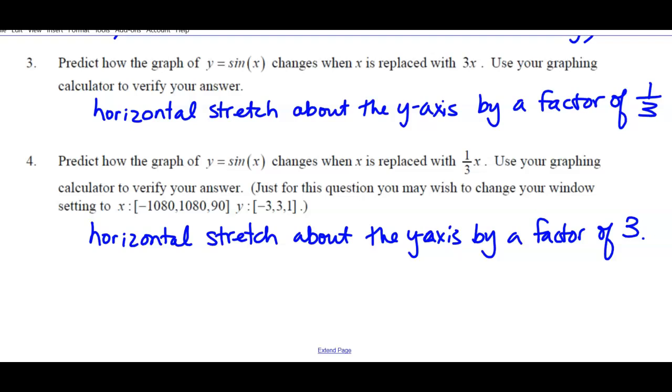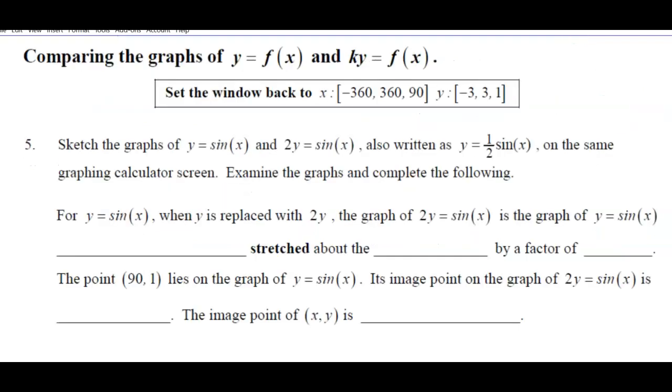So you can check on your own if you want. Okay. All right. So that was horizontals. Now we're going to look at verticals. Okay. So I didn't end up changing my window. If you did, just go back to negative 360, positive 360, 90, and so on. You've got your y equals sine x already in there.